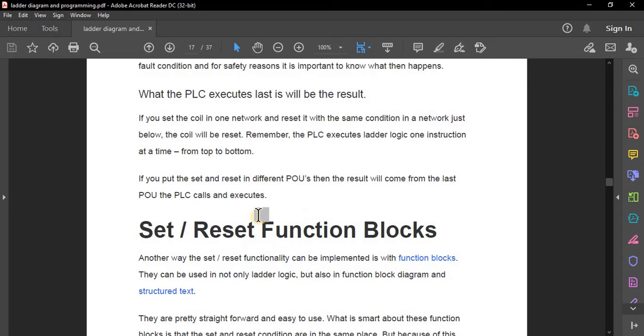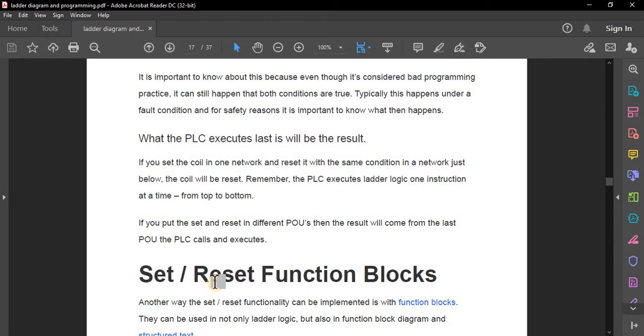They can be used not only in ladder logic but also in function block diagram and structured text. They are pretty straightforward and very easy to use. What is smart about these function blocks is that the set and reset conditions are in the same place. Because of this, there are two different function blocks that can implement the set or reset functionality.